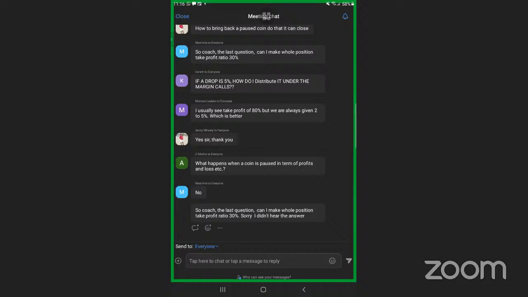Can I make whole position take profit ratio 30%? Yes, if you want to. If you are looking for long term, you can put your 30%, but don't think that you're going to come out of the trade in one day. 30% is huge. You are looking for months. It depends. If you have analyzed the coin very well and you see that it will be rising up to 30%, then you can put your 30% and wait.